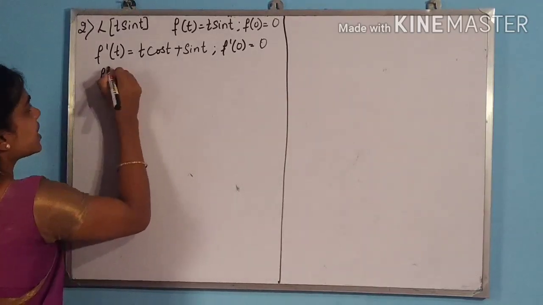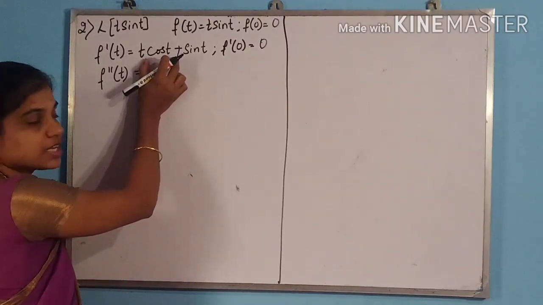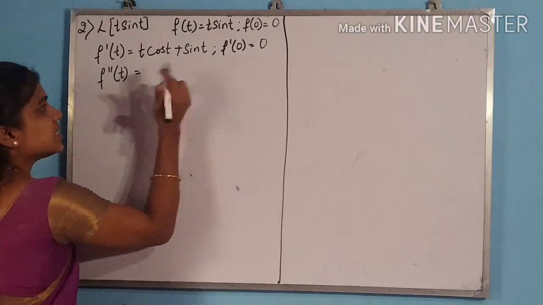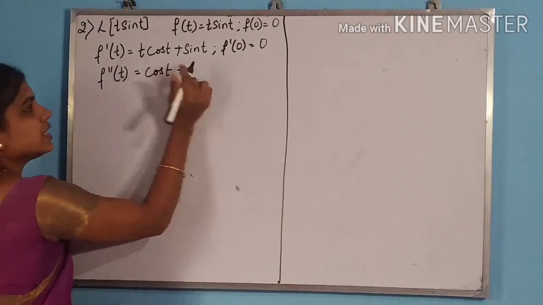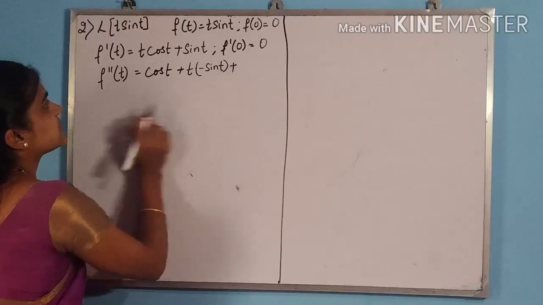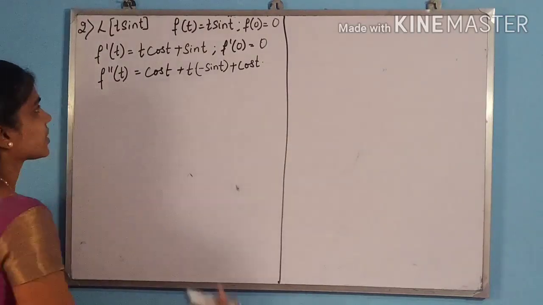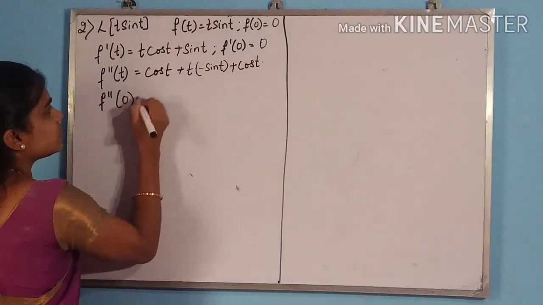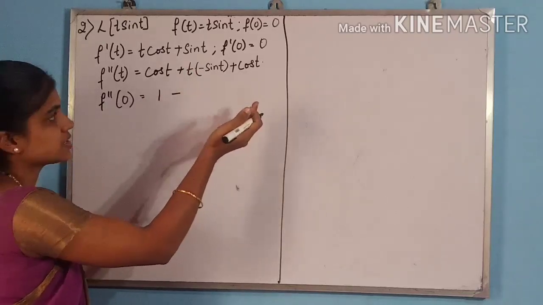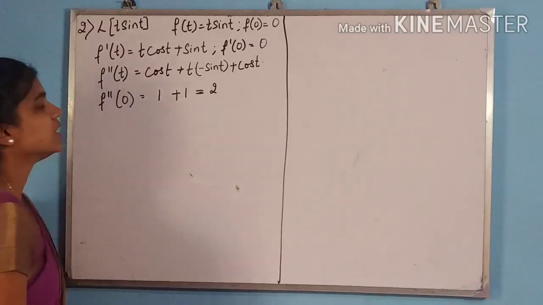Okay, f double prime of t. Again, this will be a product formula. So I'll first differentiate this, and then I'll differentiate this. Differentiation of sine t is cos t, plus t I'm keeping constant. Differentiation of cos t is minus sine t, plus cos t I'm keeping constant. Differentiation of t is 1. So what is f double prime of 0? Cos 0 is 1. 0 into anything is 0, plus cos 0 is 1. So this is going to be equal to 2.